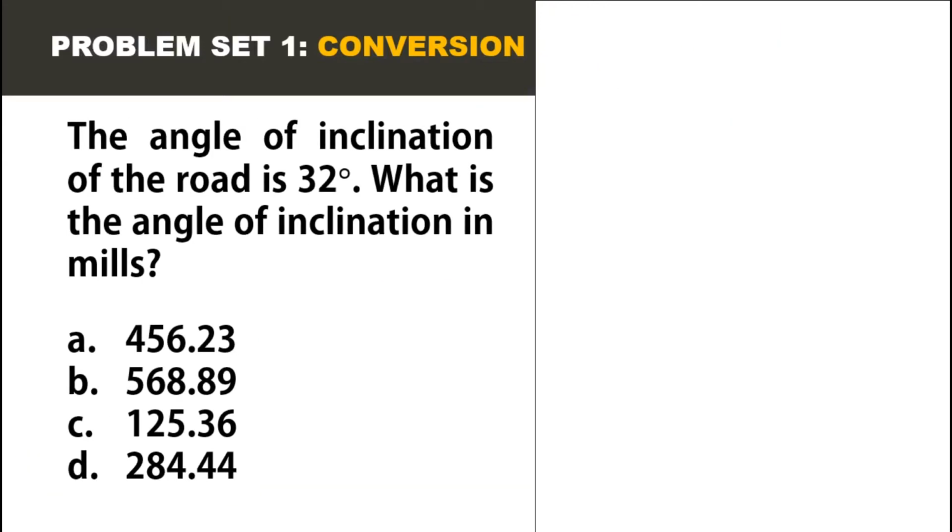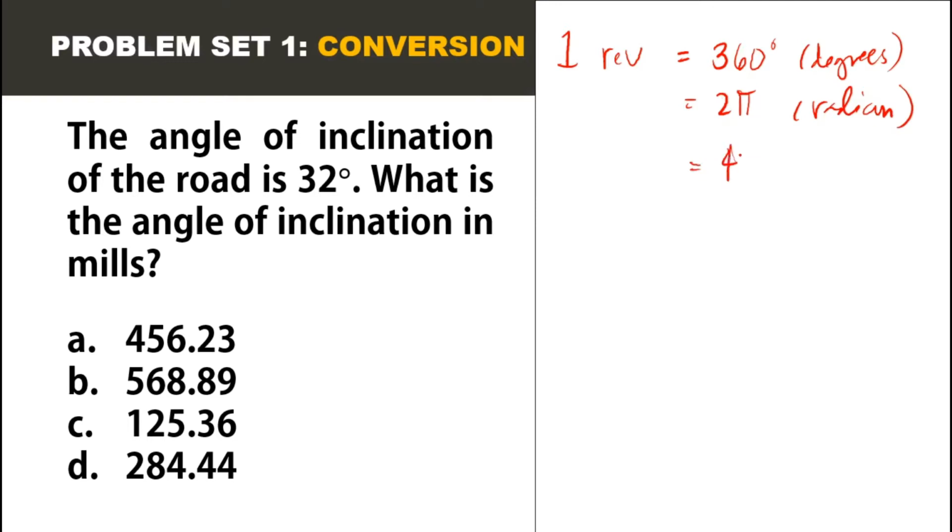The angle of inclination of the road is 32 degrees. What is the angle of inclination in mils? On the basis of 1 revolution, you have the conversion that is 360 degrees, 2 pi radians, 400 grads, and 6,400 mils. So we have these conversions.